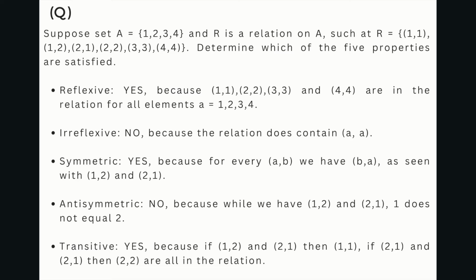When it comes to transitive, yes, it is, because (1, 2) and (2, 1), then (1, 1). If (2, 1) and (1, 2), then (2, 2). All are in the relation. So this concludes it's transitive.